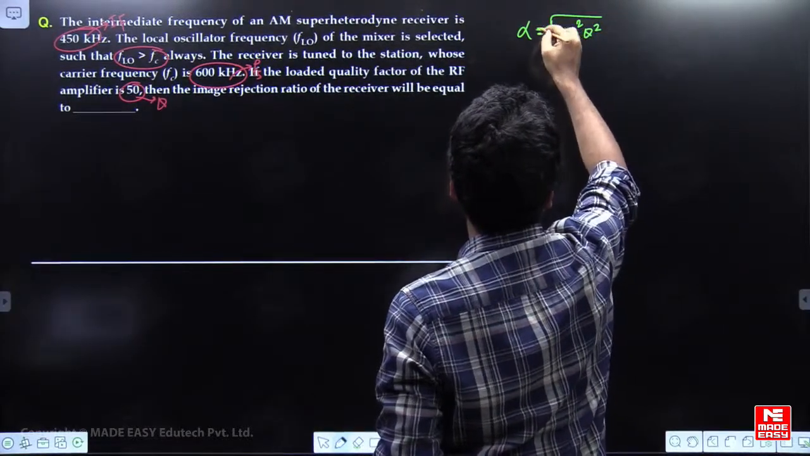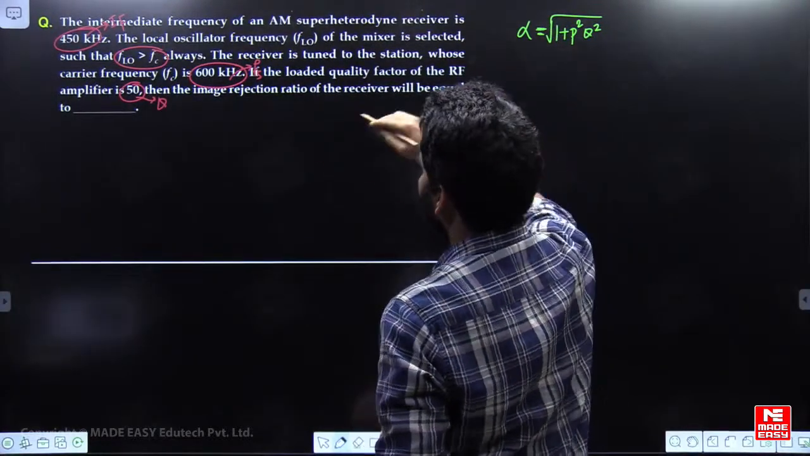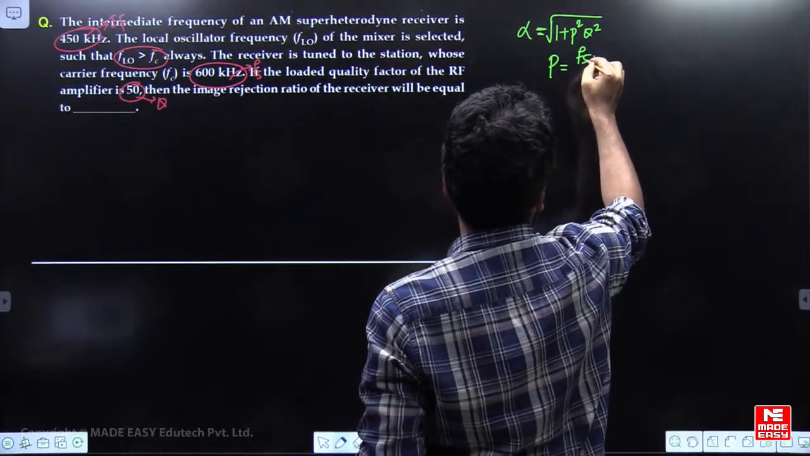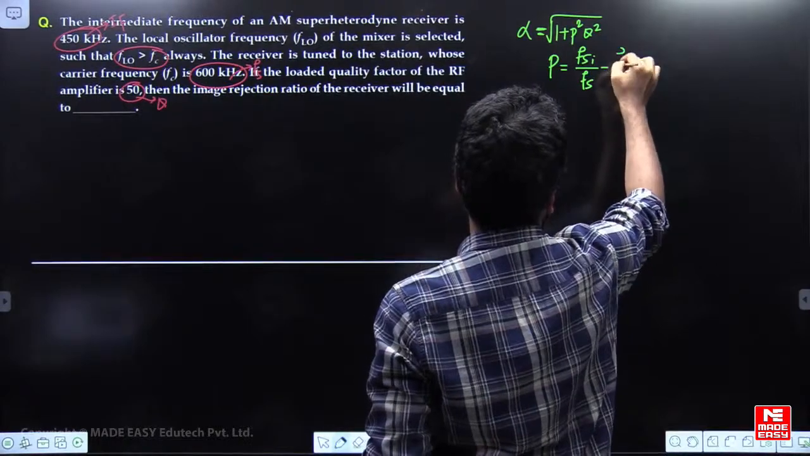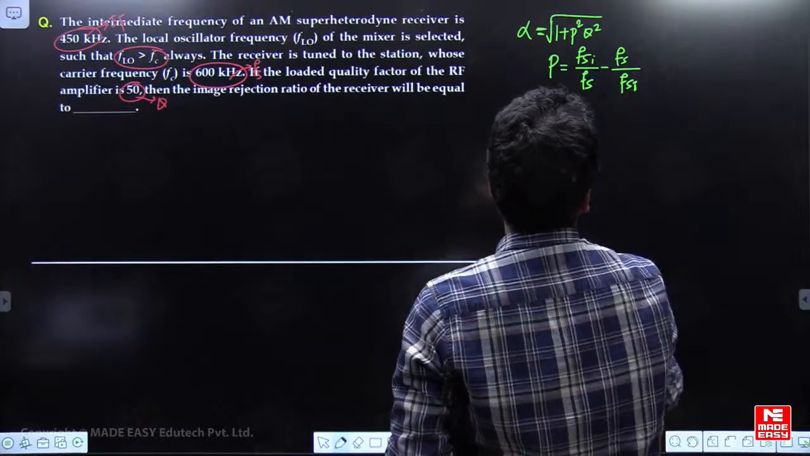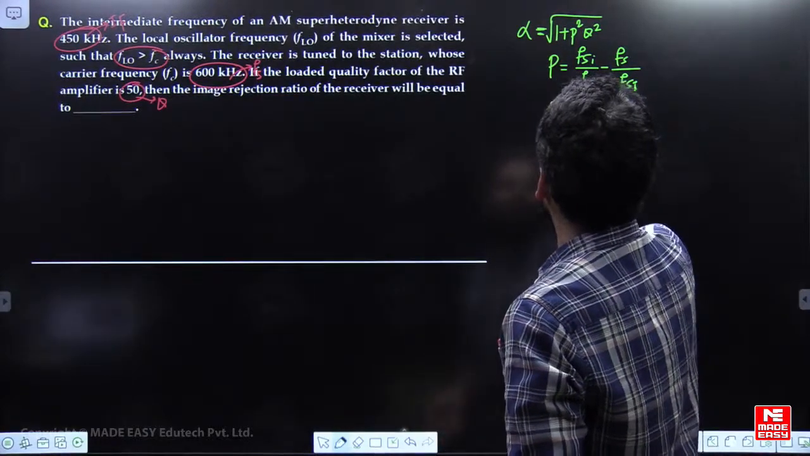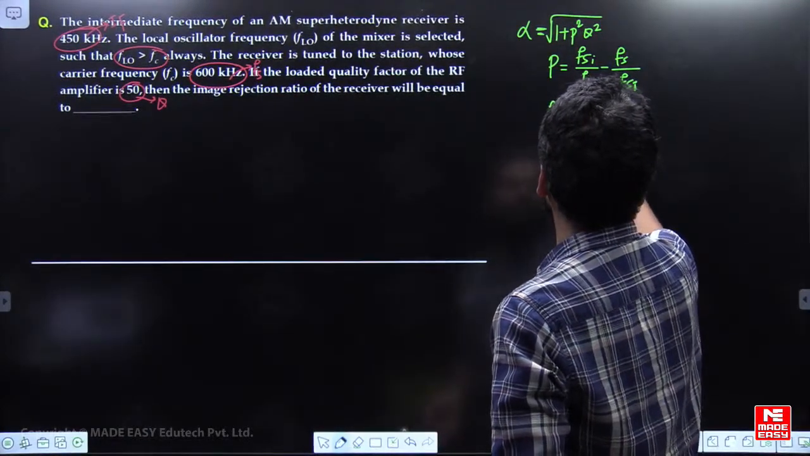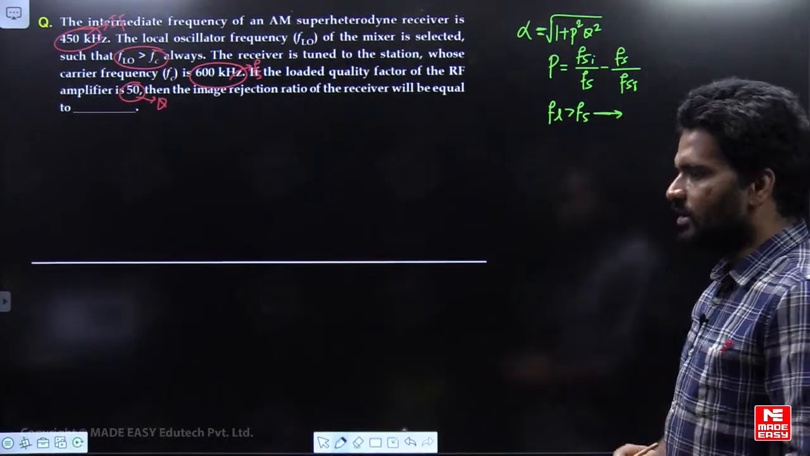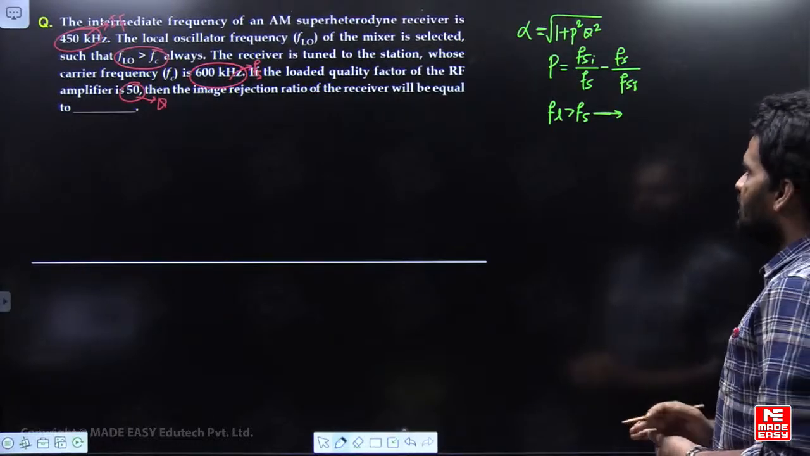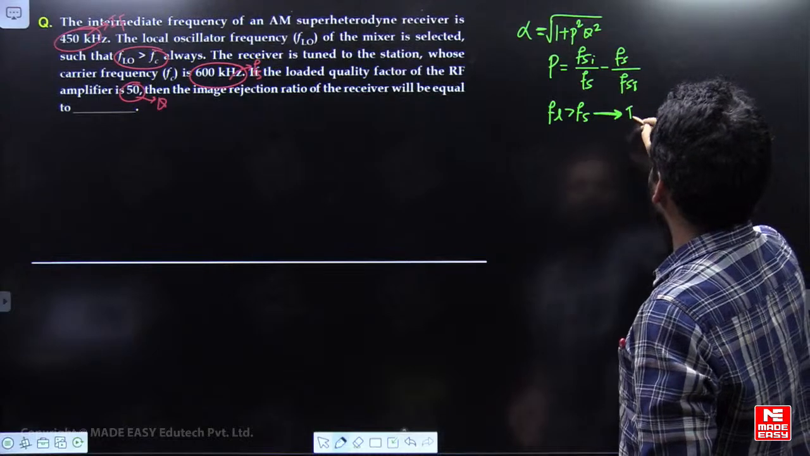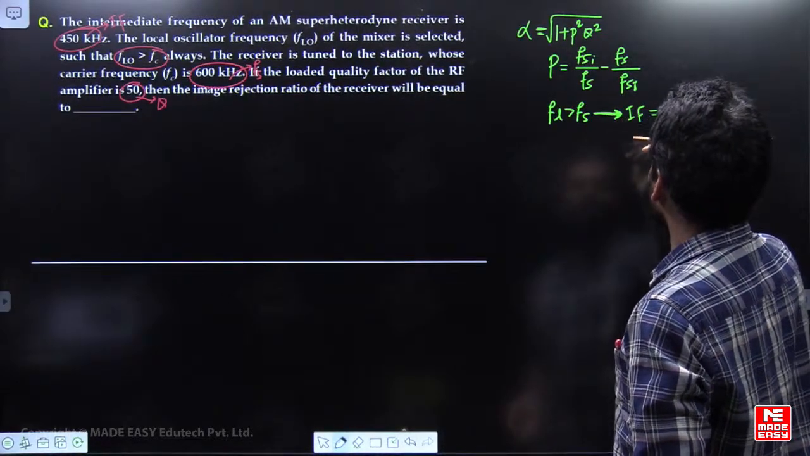Quality factor Q is given, 50 of course. Then we have to find the parameter P. P is equal to what? Fsi by Fs minus Fs by Fsi. Now Fsi, since FL greater than FS, it is given in the question, FL greater than FS, you can understand. The local oscillator frequency is of course greater than the carrier frequency of the selected station. Then IF will be equal to FL minus FS.